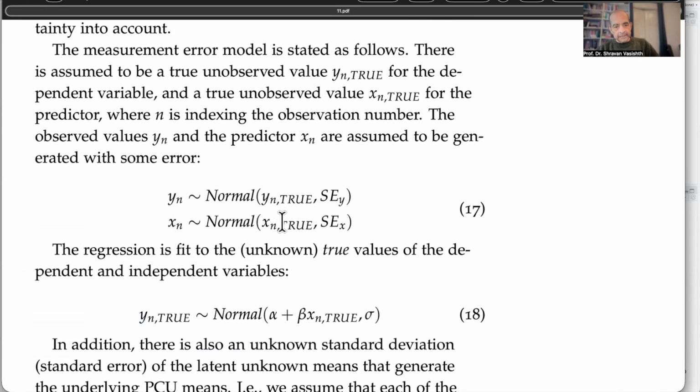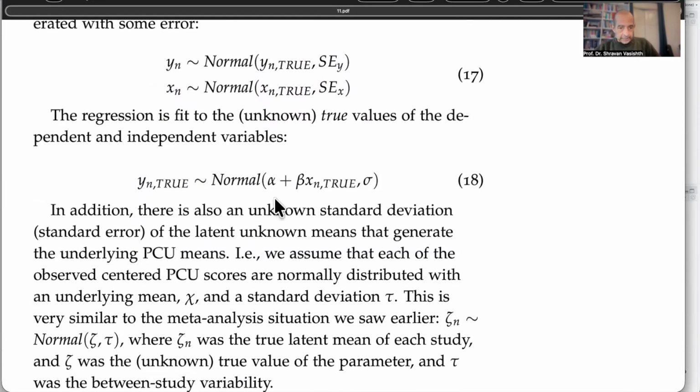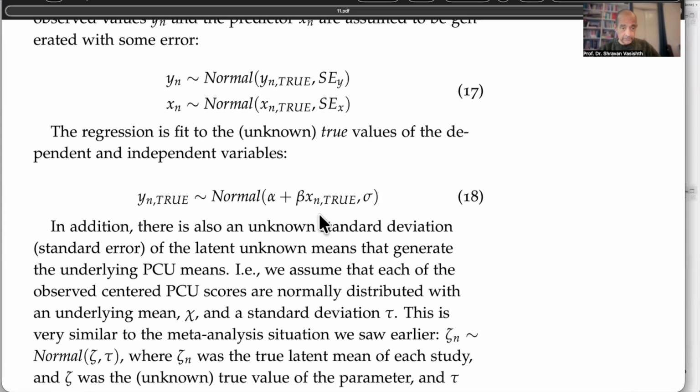So there's some true unknown PCU for each subject, true unknown reading speed for that subject, but what we are measuring is a noisy estimate with some standard error around it, right? So we're going to take these standard errors into account, just like in the meta-analysis. Okay. So here's the regression model, reading speed as a function of PCU scores. So we got an intercept and slope and standard deviation sigma. Okay. So that's the likelihood function.